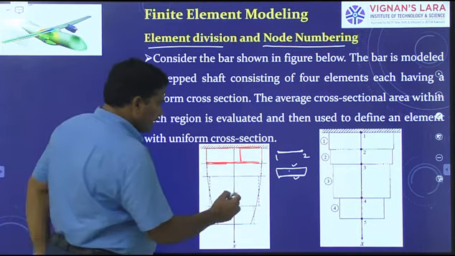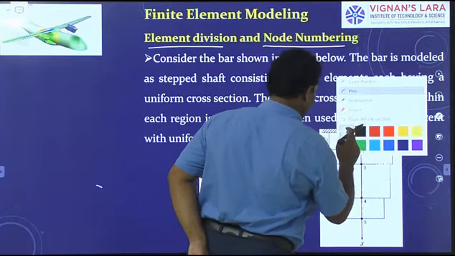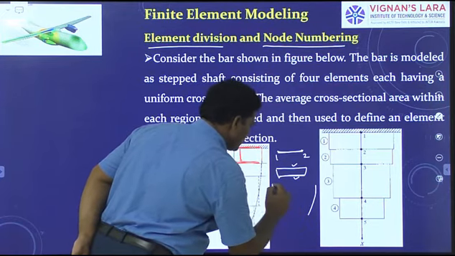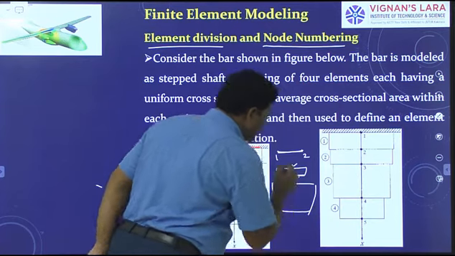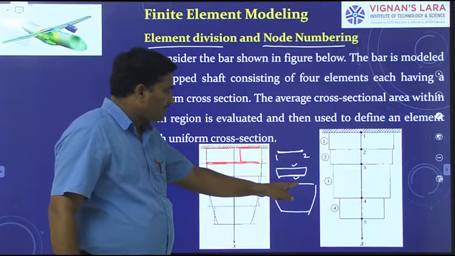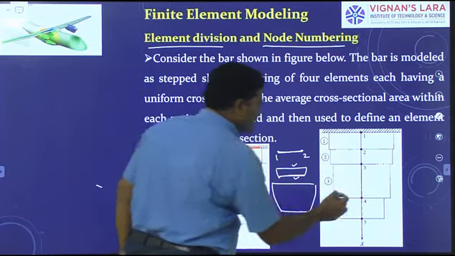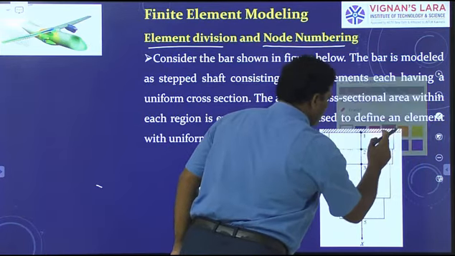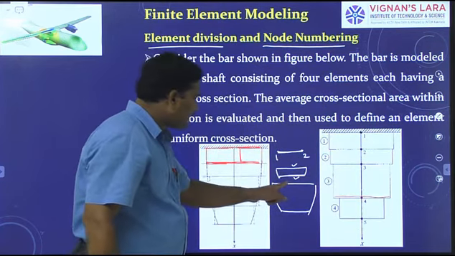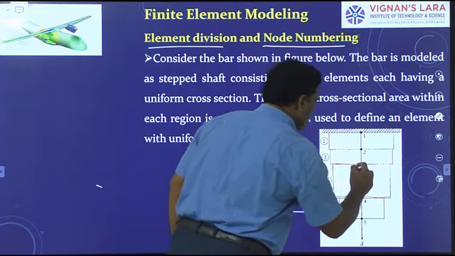Okay? Next. If you observe this, how is this looking? It is looking like this. Here also the cross section is not the same in the direction of x. We have the diameter of this section, and we take the average. Therefore, this is the average diameter calculated from these two diameters. Hence, element 3 has the uniform cross section.